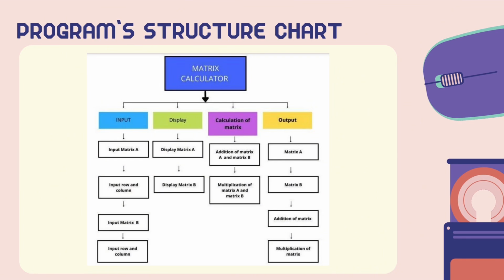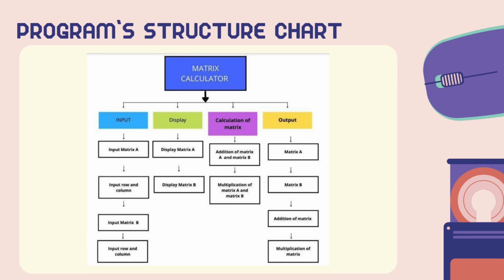Third, calculation of metric module. This module performs mathematical operation on the matrix. Addition of metric A and metric B is where it adds the corresponding elements of the two matrices provided they have the same dimension. Next, multiplication of matrix A and matrix B. Function X performs matrix multiplication, which is valid if the number of columns in matrix A equals the number of rows in matrix B. And the last one is output module.